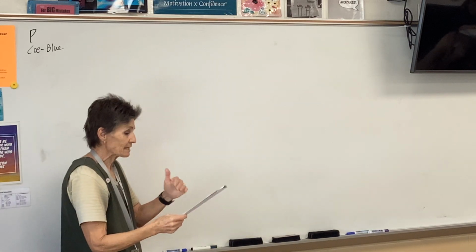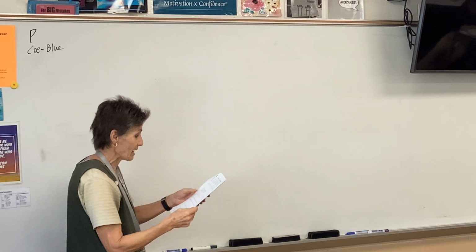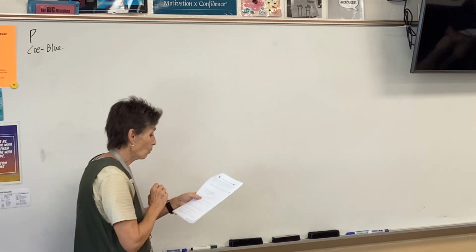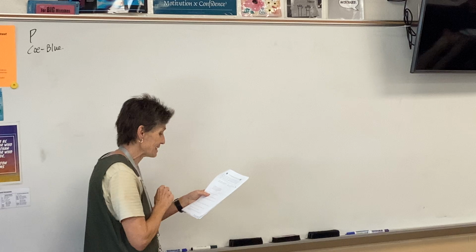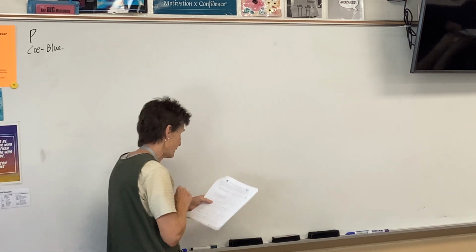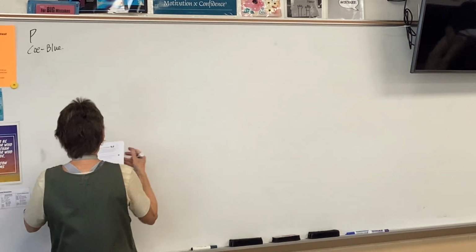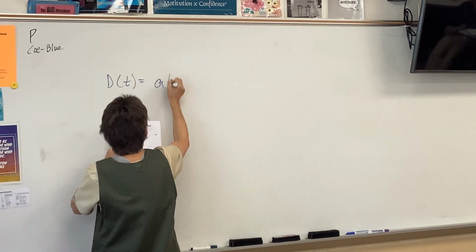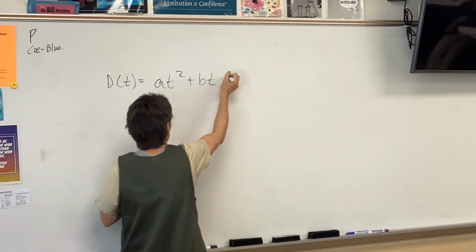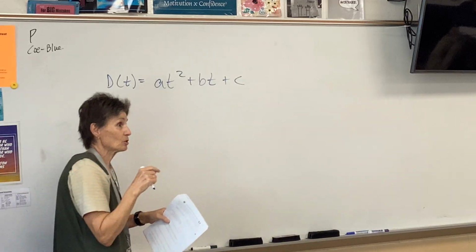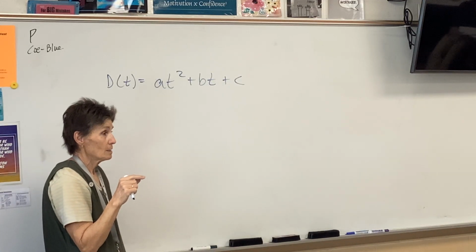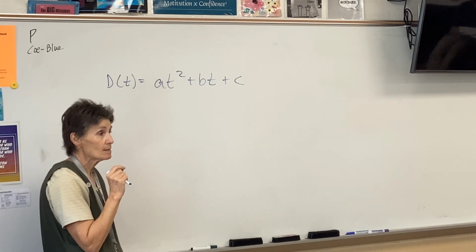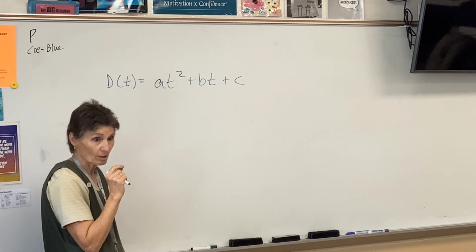Now, we could all do this and get slightly different answers, but let's do this together. Number 3, what is the value of C in our equation, and how do you know? So our equation is going to be AT squared plus BT plus C. You have a picture in front of you. What is your C going to be? 3. Why is our C 3?